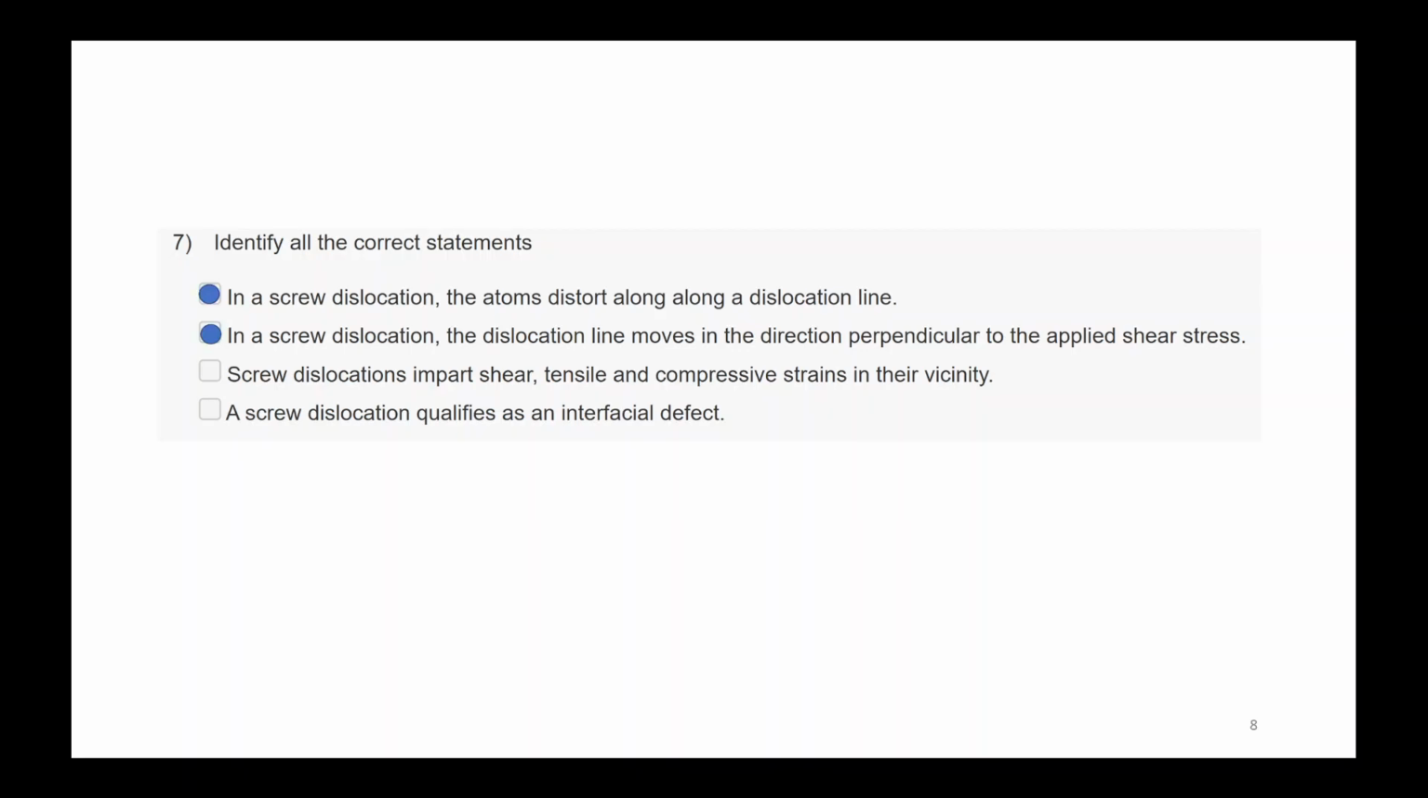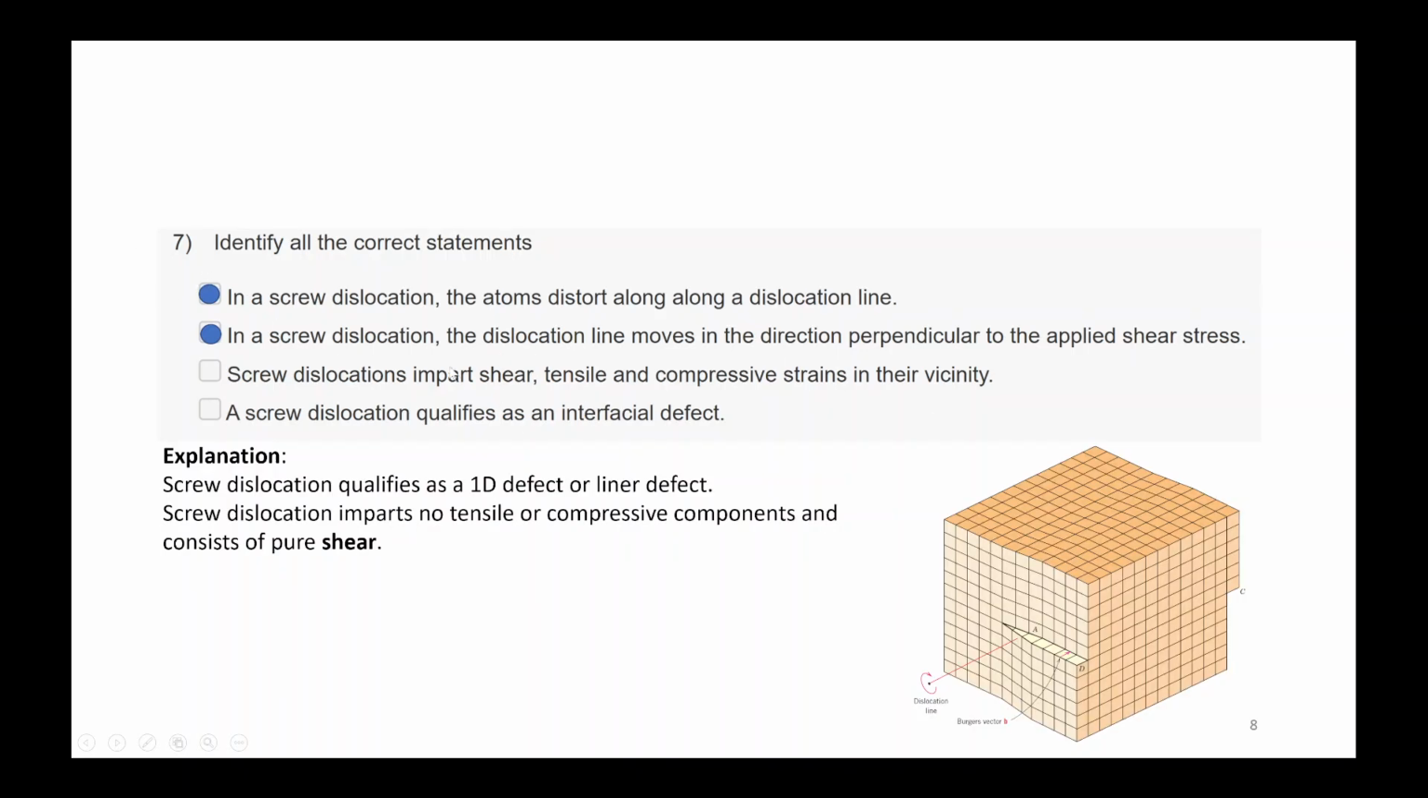So the bottom two are incorrect statements because a screw dislocation imparts only shear stress, it doesn't impart any tensile and compressive stresses, and a screw dislocation qualifies as a 1D defect, a linear defect rather than an interfacial defect. Interfacial defects will be your grain boundaries, stacking faults and twist boundaries, etc. So as shown here, this is what your screw dislocation will look like.